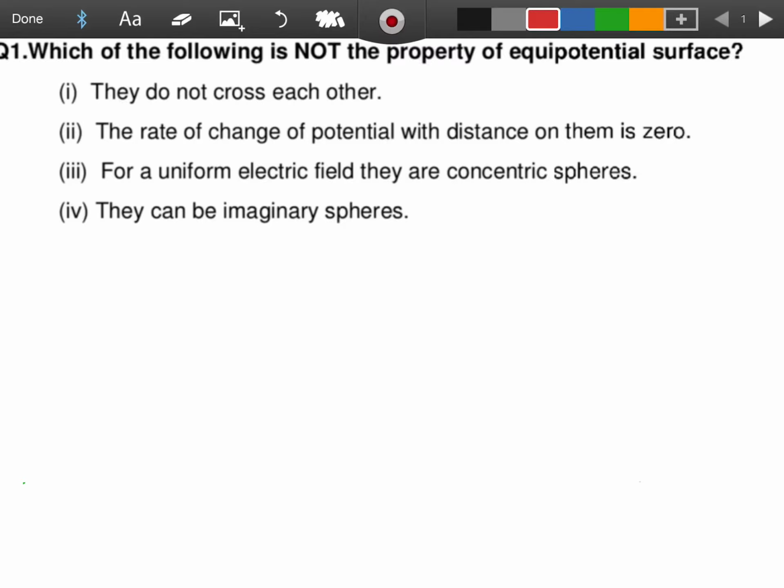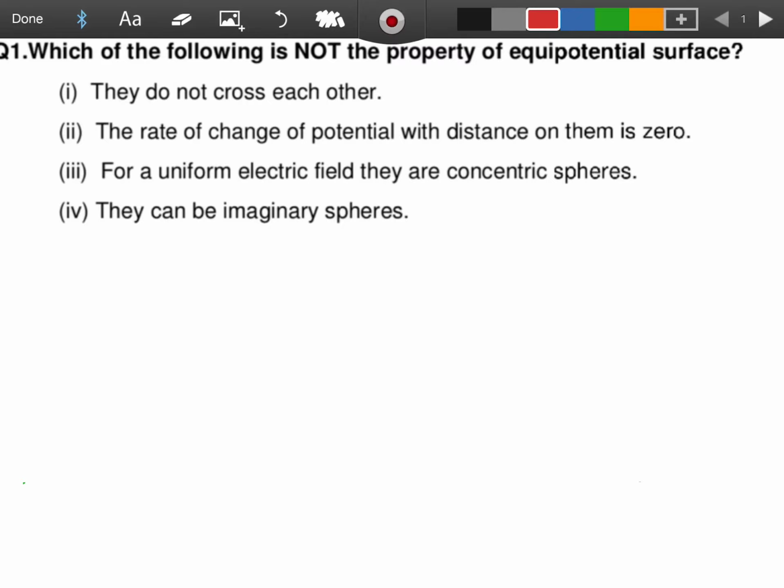The question is, which of the following is not the property of equipotential surface? So we are having four options here. They do not cross each other. The rate of change of potential with distance on them is zero. For a uniform electric field, they are concentric spheres. They can be imaginary spheres.